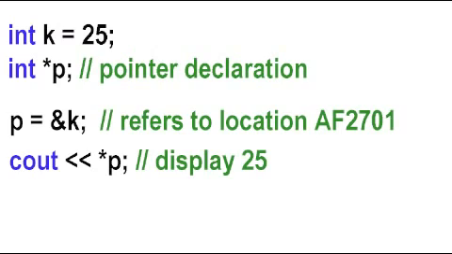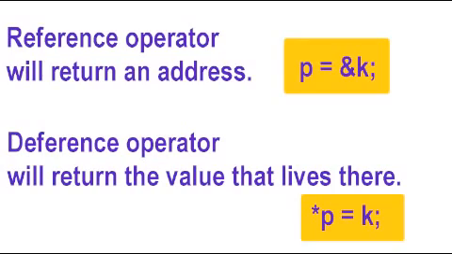value is in variable k without even having to refer to k itself. This process of fetching values from their specified locations involves the dereference operator. So, in summary, a reference will return the address, and a dereference will return the value that lives there.